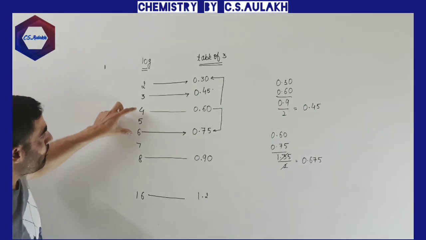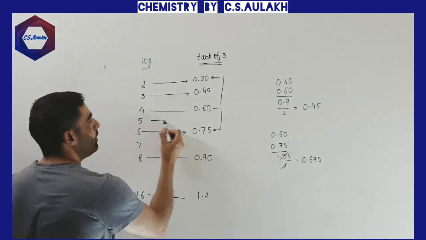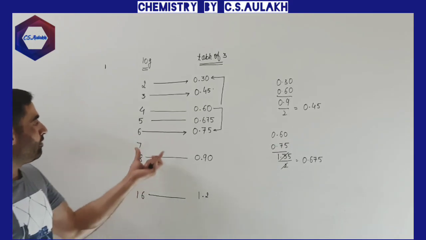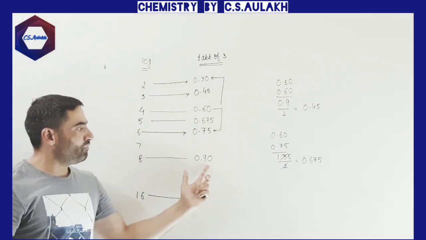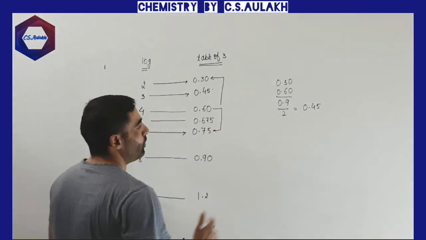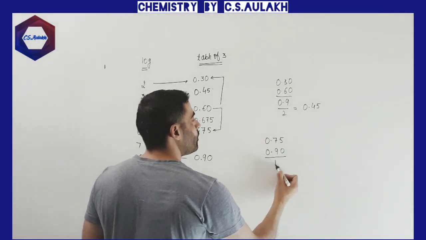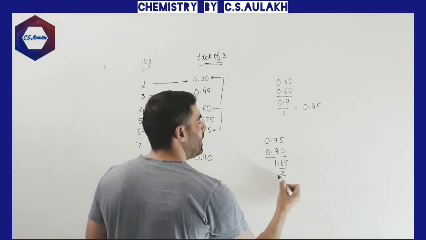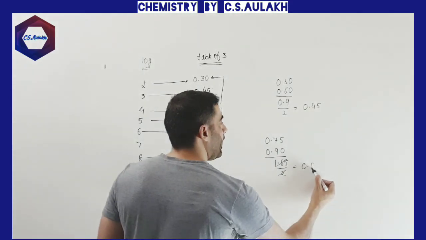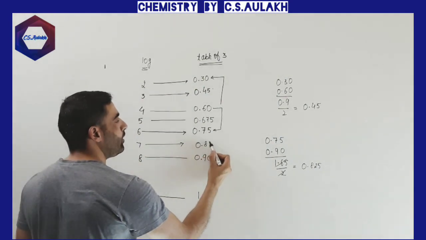In the same way, the mean of log 4 and log 6 will be 0.675. Similarly, if you want to calculate the value of log 7, you will have to take the mean of these two, 0.75 and 0.90, so the sum is 1.65. So the mean is 0.825. So the answer for log 7 will be 0.825 here.